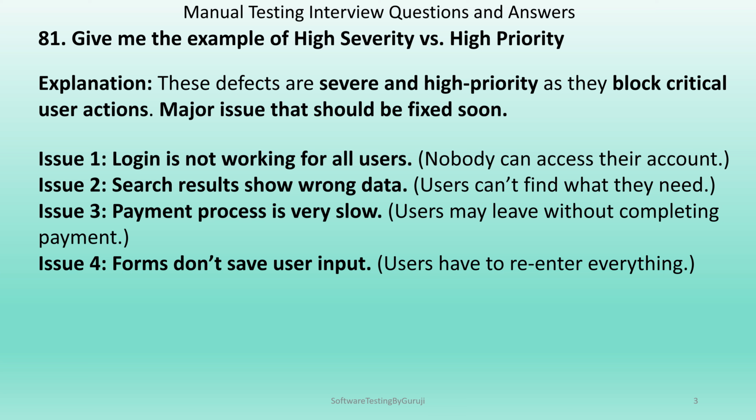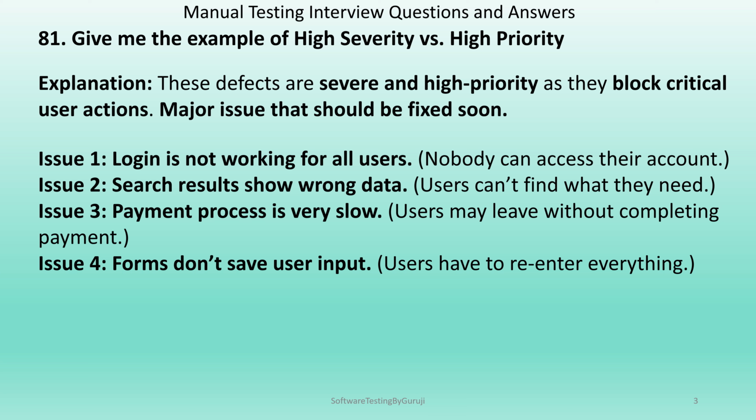Second issue: search results show wrong data. Users can't find what they need. Third issue: the payment process is very slow. Users may leave without completing payment. Fourth issue: forms don't save user input. Users have to re-enter everything. These are the four examples for high severity versus high priority.